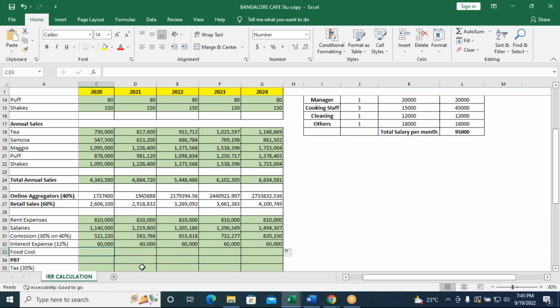So food cost will be is equal to annual sales.